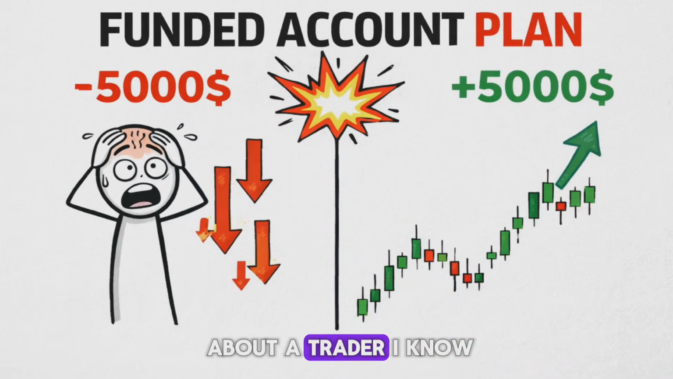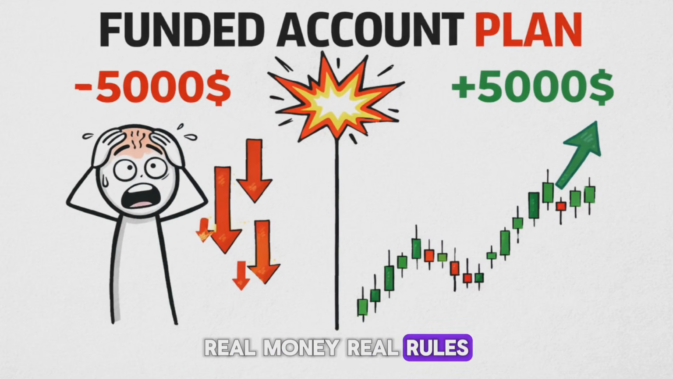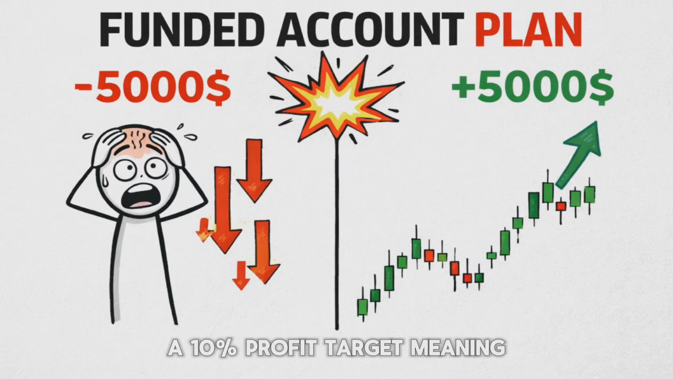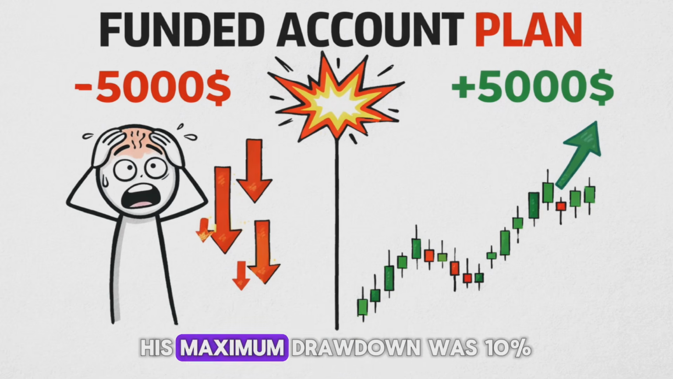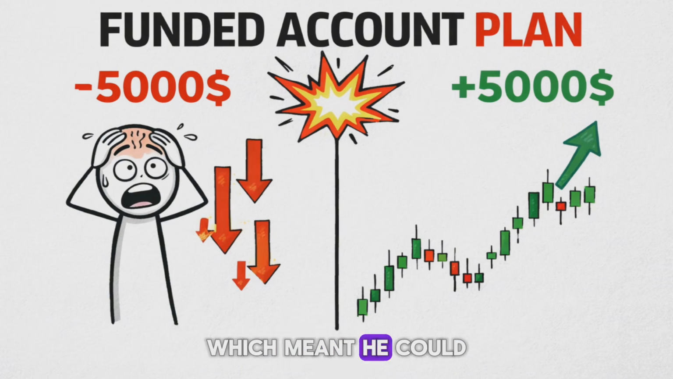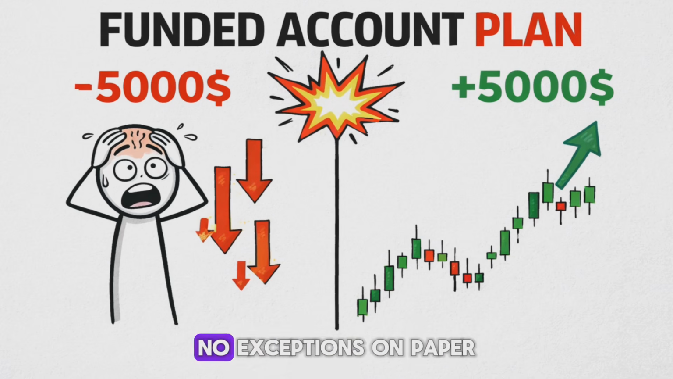Let me tell you about a trader I know. He had a $50,000 funded account, real money, real rules, a 10% profit target, meaning he needed to make $5,000 to pass the evaluation. His maximum drawdown was 10%, which meant he could not lose more than $5,000 total before they shut him down. And his daily loss limit was 5%. $2,500 in a single day was the end of his session, no exceptions.